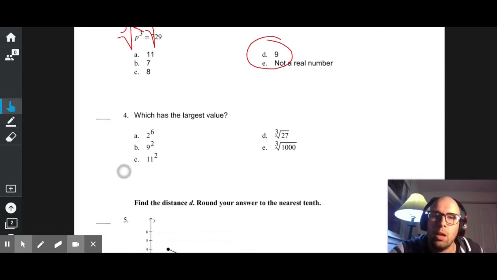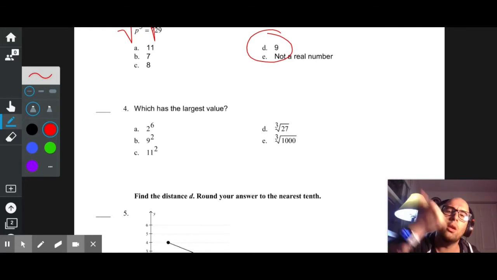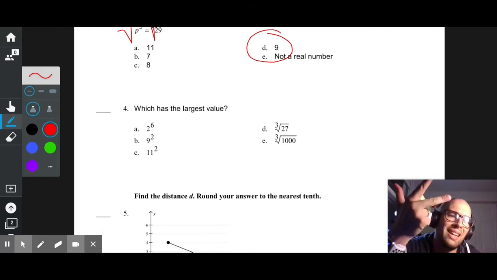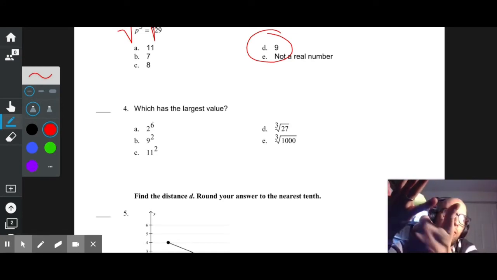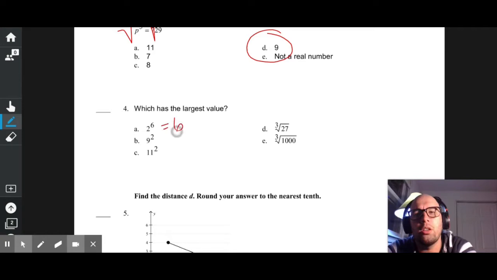This one, on the other hand, I'm not so sure. I'm going to try to do these without a calculator. Let's see how it goes. I think the first one is 2 to the 6th power. So 2 times 2 is 4, times 2 is 8, then 16, then 32, then 64. So 2 to the 6 is 64.